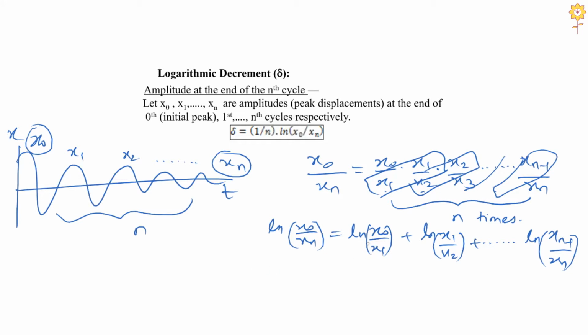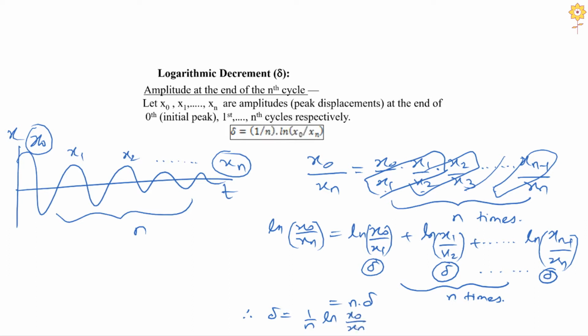And I know that the value of each of these defines the logarithmic decrement, that is the natural log of the ratio of successive amplitudes, right. So it is delta over here, this also is delta, and everywhere I am having delta, and this is occurring n number of times, right. So I can say that this is n times delta. Hence I can write, therefore delta can be written as 1 upon n ln of x0 upon xn, right, which is nothing but 2 pi zeta upon under root 1 minus zeta squared. So you have to remember this formula, it is important for solving the numericals.